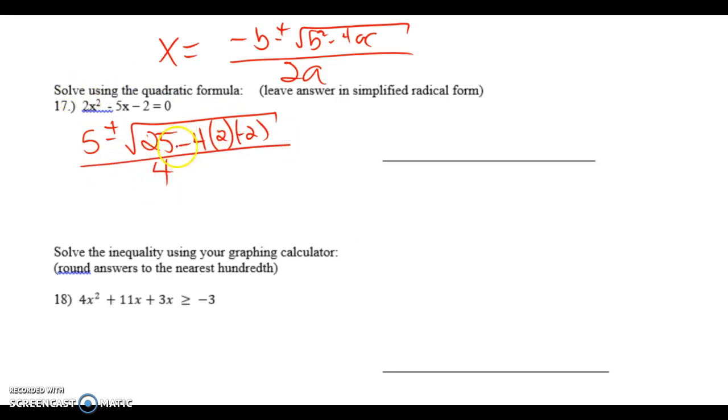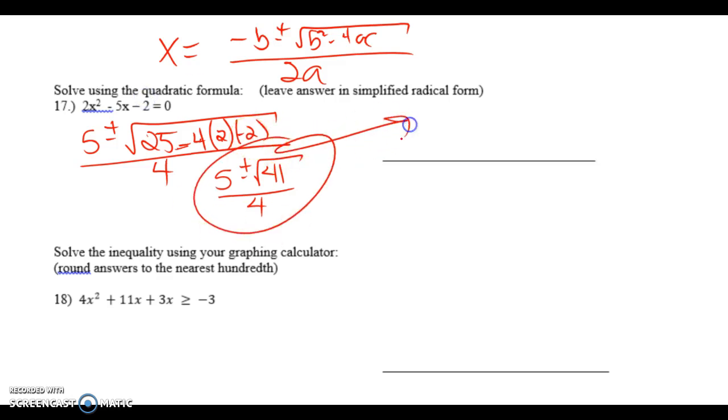Now notice, we're subtracting and we have a negative. 4 times 2 is 8, times 2 is 16. We're going to be adding 25 plus 16 there, aren't we? 25 plus 16 gives me 41. So this becomes 5 plus or minus the square root of 41 over 4. I do not believe we can simplify that at all. There are my answers right there.